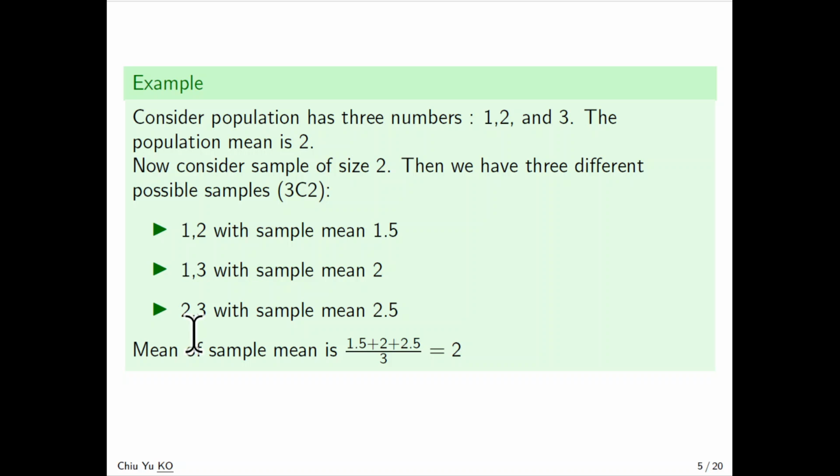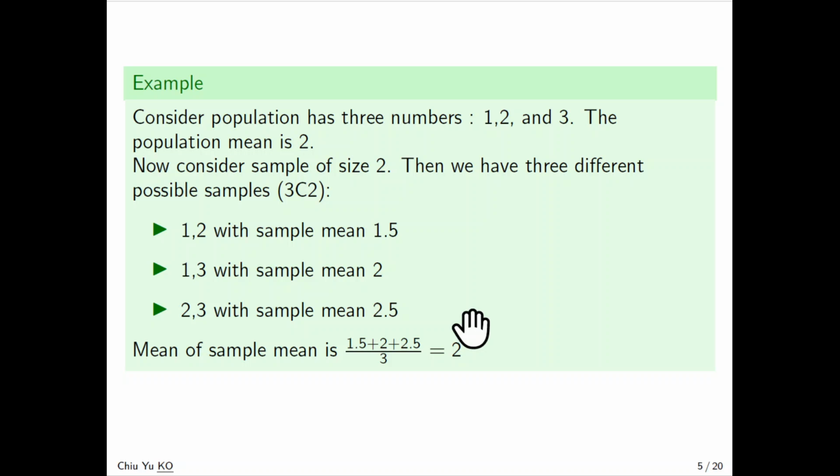Each of these sample outcomes appears equally likely, right? So the expected value of this is 1/3 times this, 1/3 times this, 1/3 times this, and you can see it's 2, exactly the population mean. So that is the idea of the mean of sample means being 2.